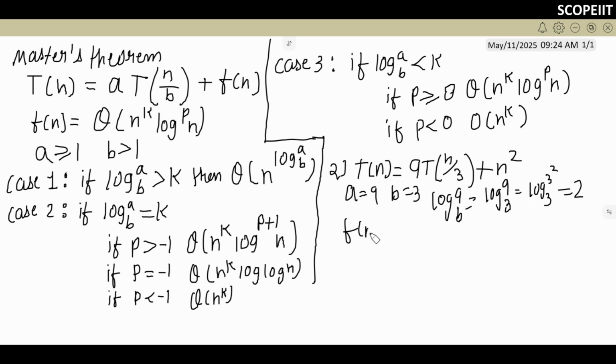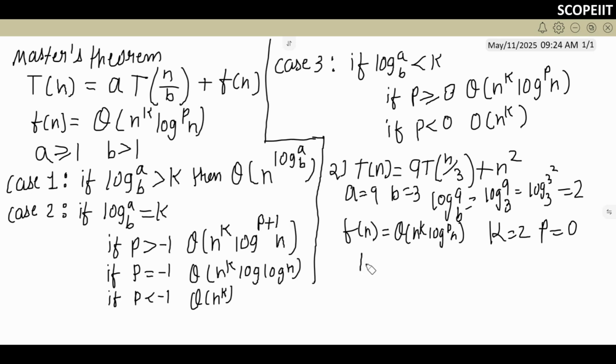Now let us find f of n. So f of n is equal to theta of n to the power k log to the power p of n. In that case, what will be your k? We have n square, so in that case your k will become 2. And do we have log here? No, we don't have log. So your p will become 0, because log is not there here.